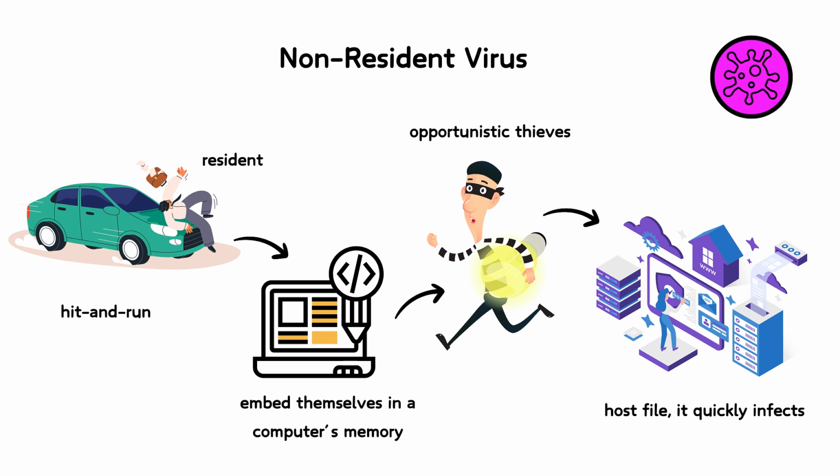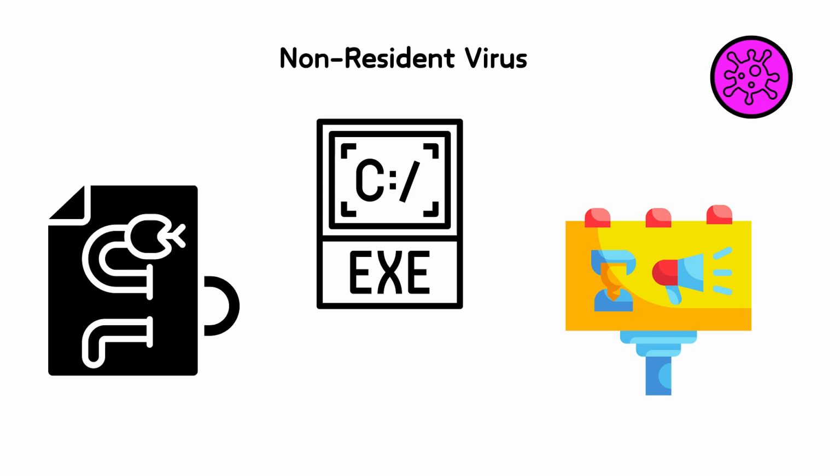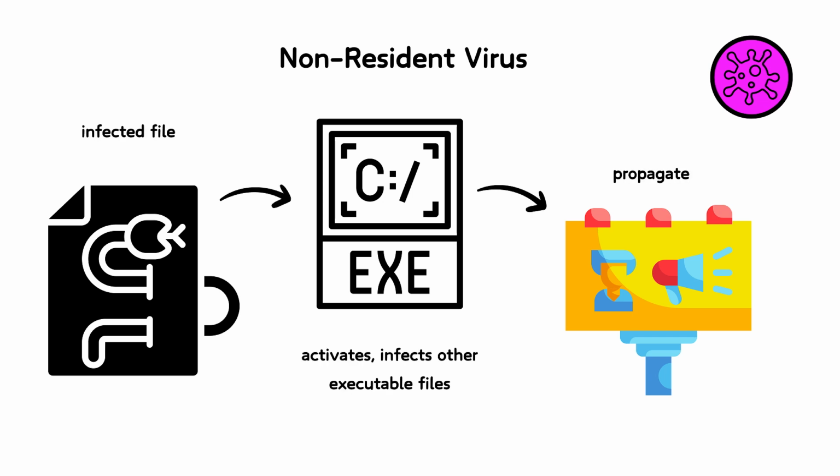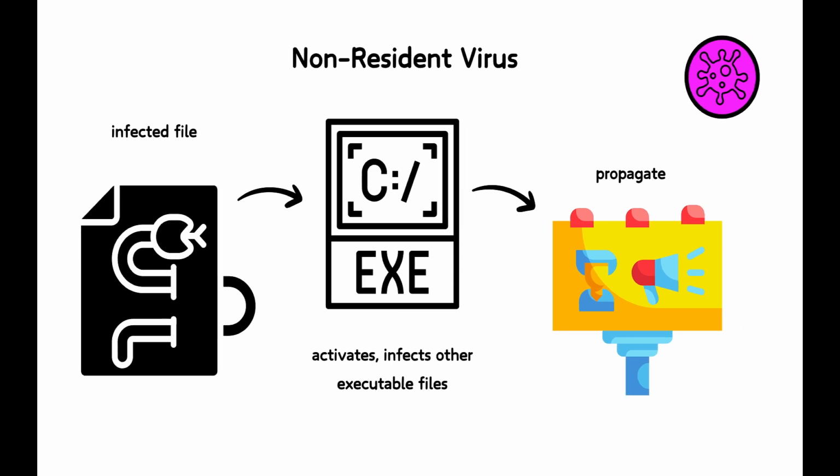This method allows them to be less detectable because they don't continuously operate from within the system. However, their lack of a constant presence doesn't mean they are less dangerous. Each time an infected file is executed, the virus activates, infects other executable files, and then continues to propagate whenever these files are run. Their transient nature can sometimes make them harder to track as they don't leave as obvious a footprint in the system's operations.